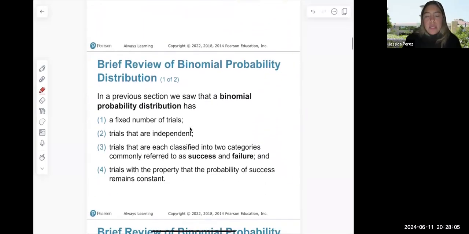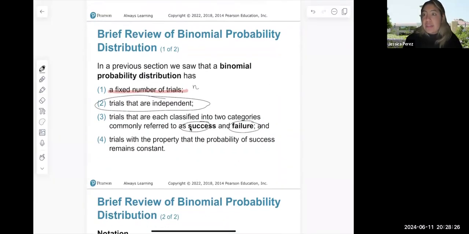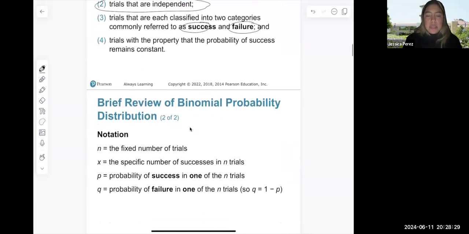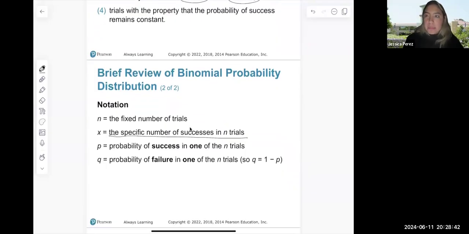Okay. In a previous section, we saw the binomial probability distribution has a fixed number of trials, n. The trials are independent. Trials are each classified into a success and a failure, and trials have the property that the probability of success remains constant. This is the notation. The fixed number of trials is n. The specific number of successes is x. P is the probability of success. Q is the probability of failure, or 1 minus P. Okay, we saw this already back in chapter 5.